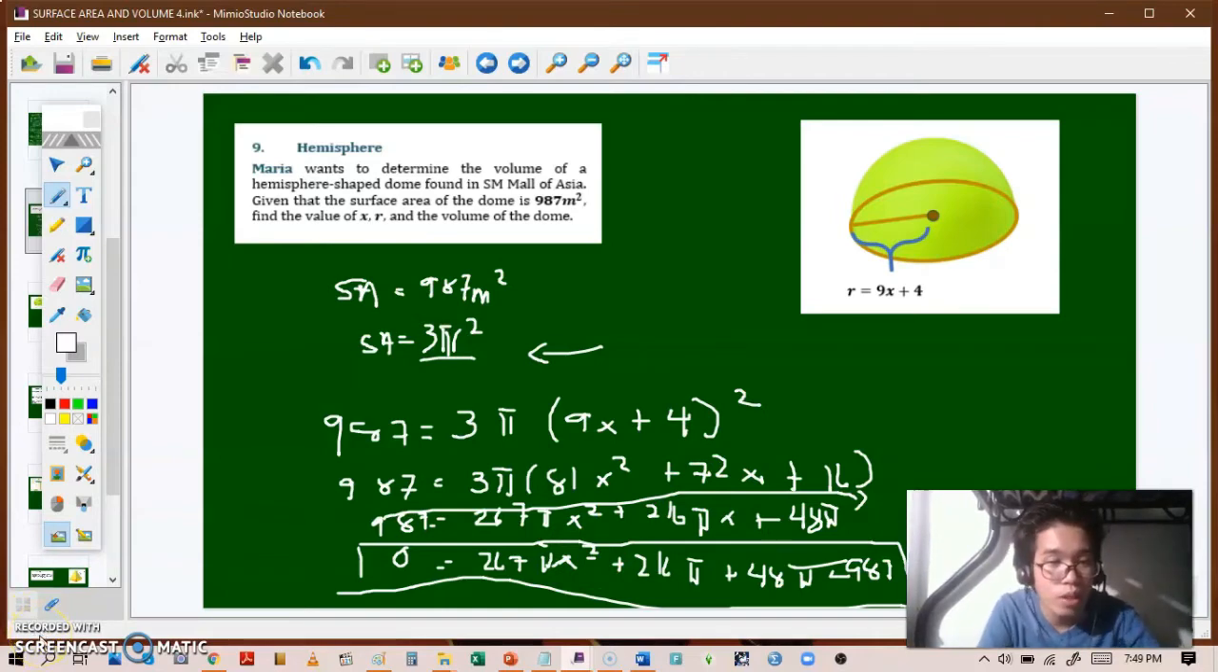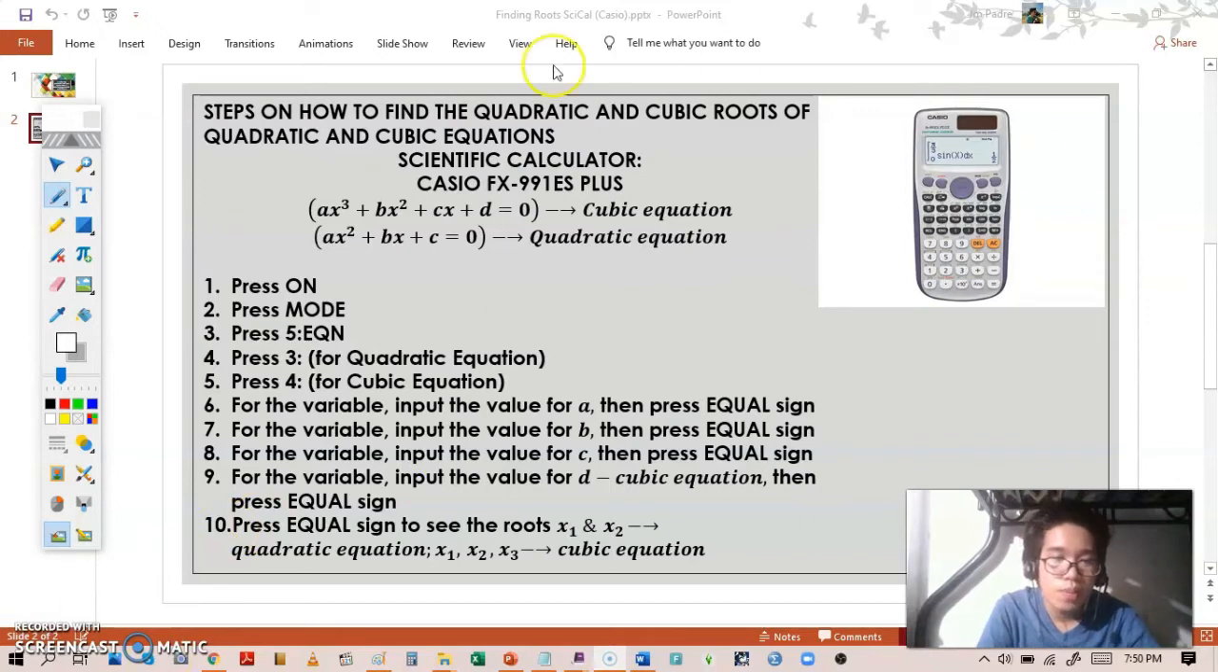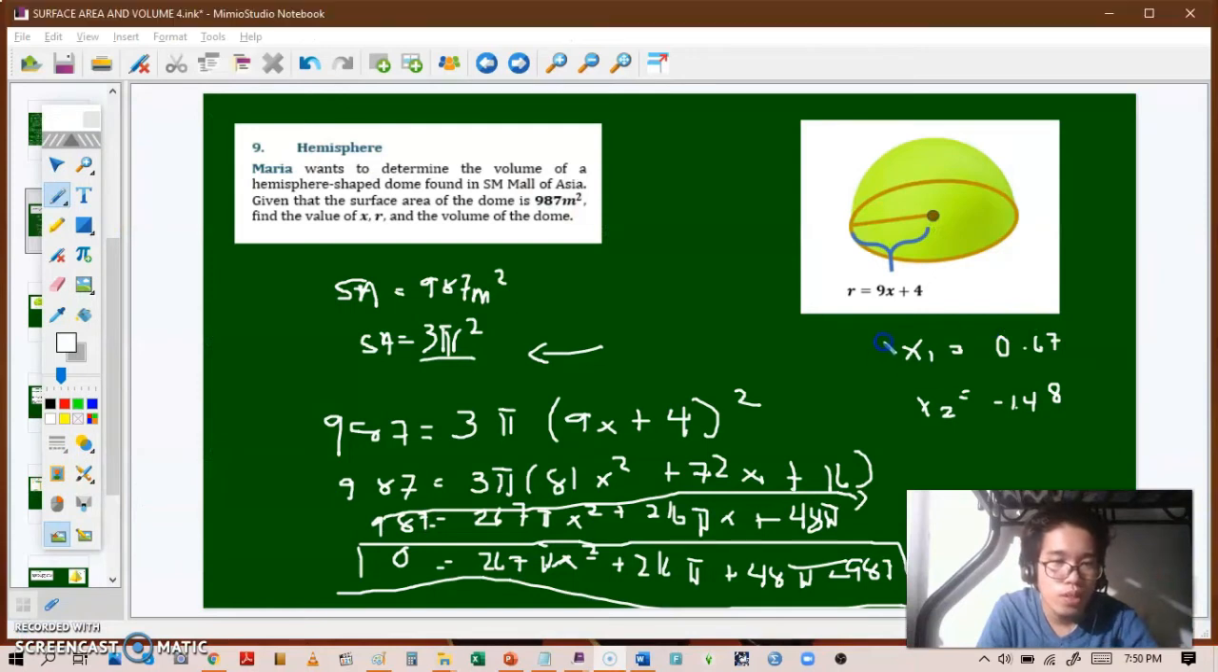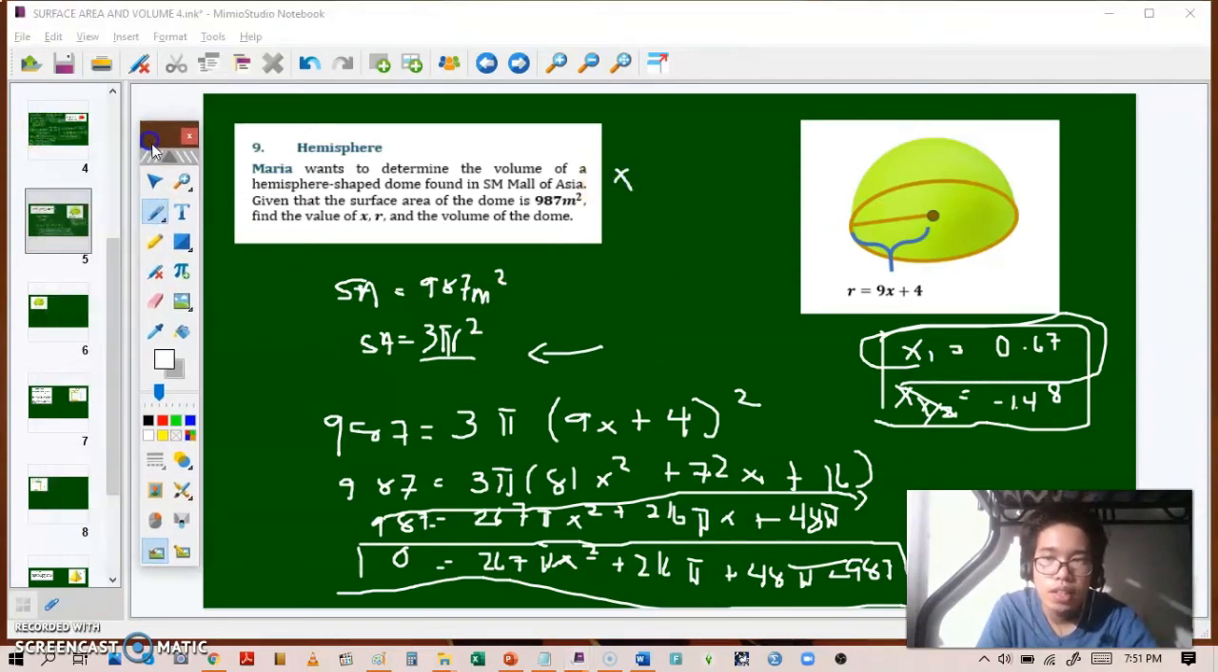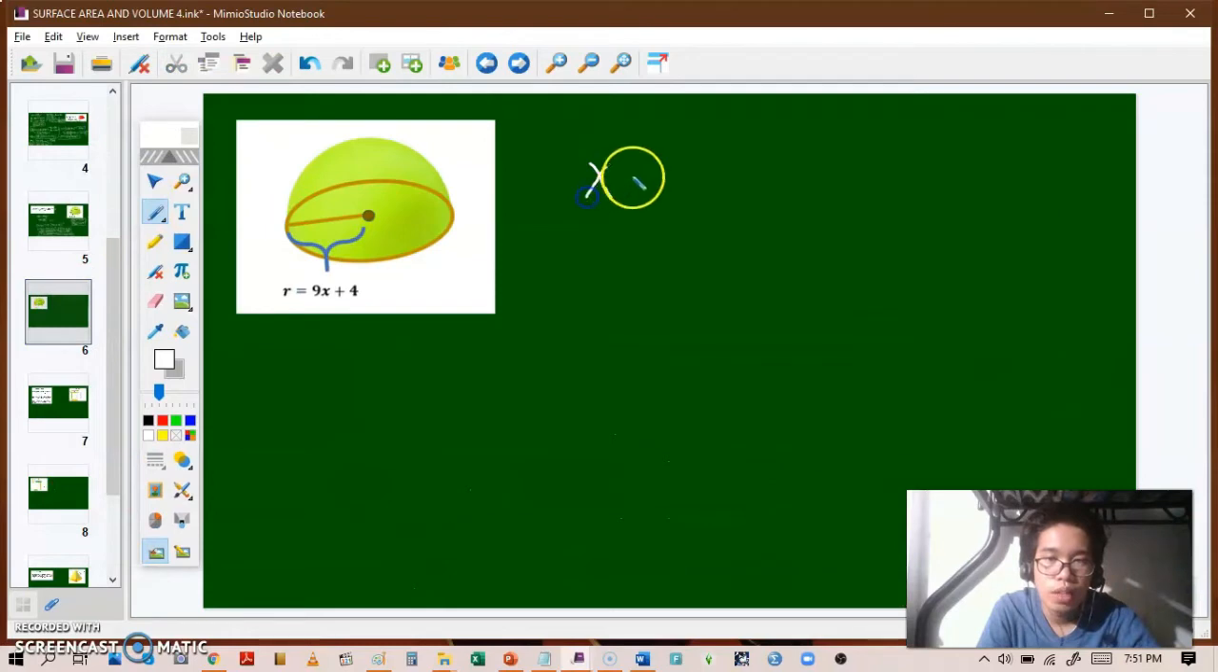Using the steps that I taught you on finding the roots of a quadratic and a cubic equation using a scientific calculator, for a Casio FX991ES Plus calculator, you can get the roots. The roots are 0.67 and negative 1.48. Since we cannot have a negative root, we will only use the positive root, x sub 1, which is 0.67. So x is equal to 0.67.